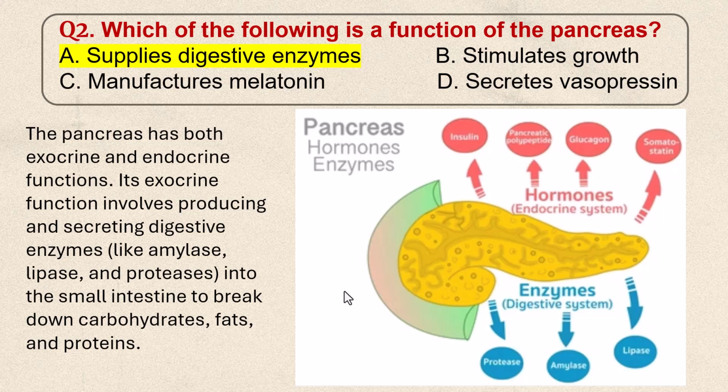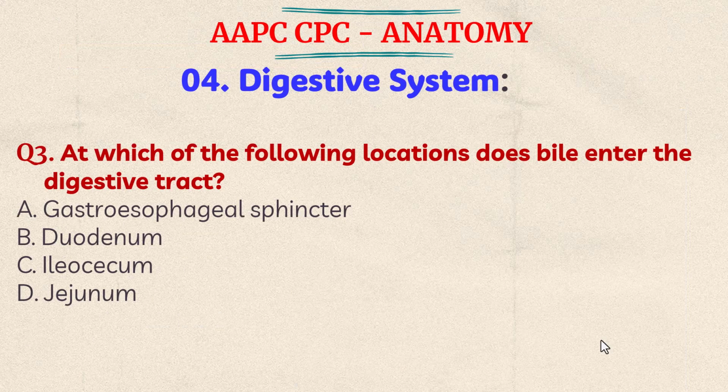Supplies digestive enzymes. The pancreas has both endocrine and exocrine functions. Its exocrine function involves producing and secreting digestive enzymes like amylase, lipase, and proteases into the small intestine to break down carbohydrates, fats, and proteins.